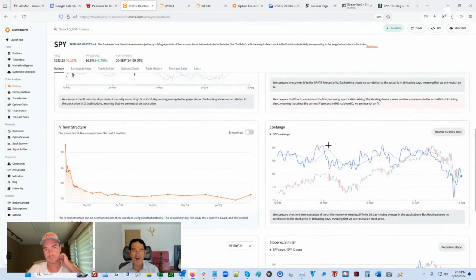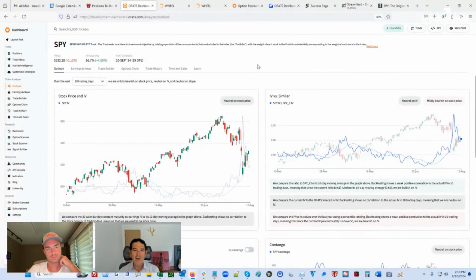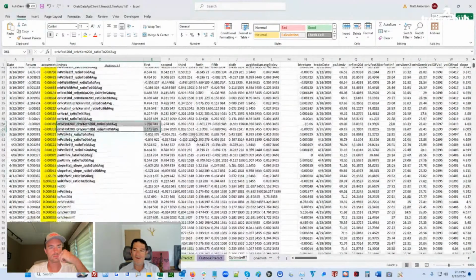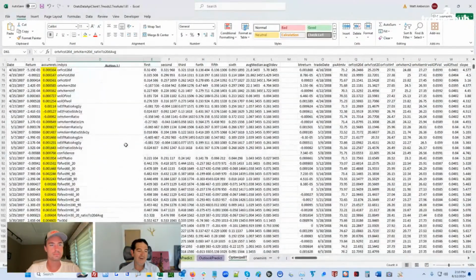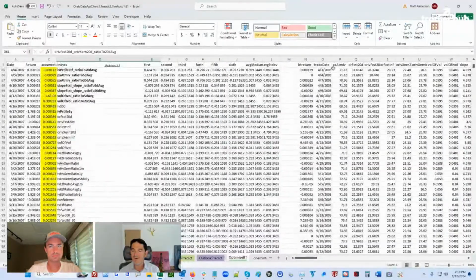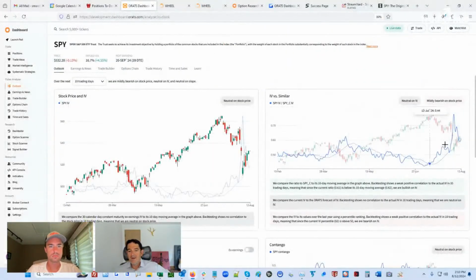We didn't do it for contango, and I have these massive Excel files where we study all these things, but those tend to be the most important ones, the implied volatility and the slope, that we like to use with the components, Tyler.